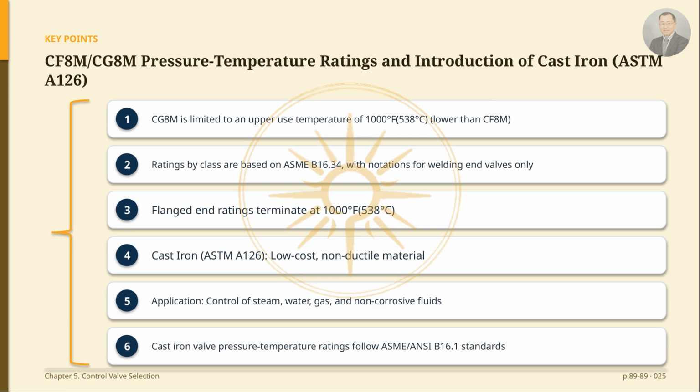Cast iron follows the ASTM A126 standard and is an inexpensive, non-ductile material, meaning it is brittle. For this reason, it is used to control steam, water, gas, and non-corrosive fluids rather than for high-pressure or high-impact applications. The pressure temperature ratings for cast iron valves are determined according to the ASME/ANSI B16.1 standard.